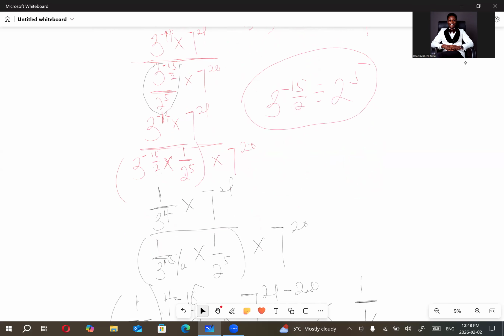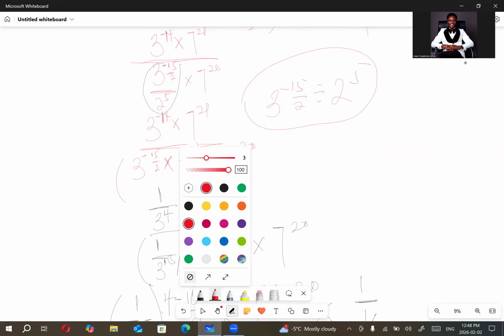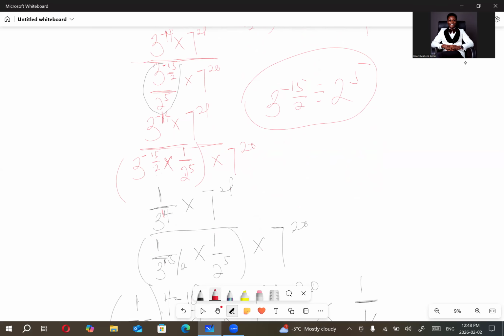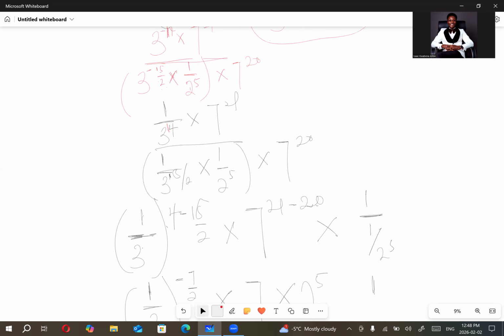So that will be 1 over 3 exponent 14. Yeah. 1 over 3 exponent 14 times that. Okay. 1 over 3 exponent 15 on 2, right? Times 1 over, yeah, times that. Okay. Then we move on.